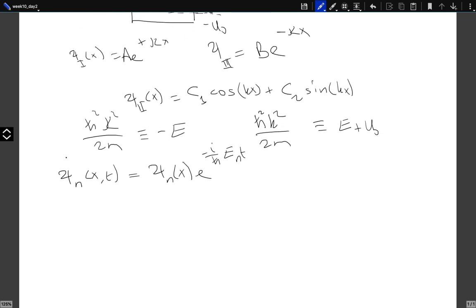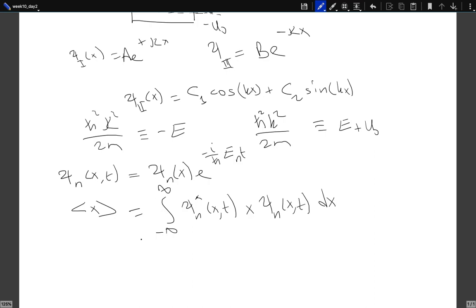So if you would calculate the expectation value of position, let's say, the average position of this particle, this will be equal to the integral of psi n star of x, t, times x, times psi n of x, t, dx from minus infinity to infinity. Well, there is a time dependence, but you see in the complex conjugate, we have this time dependence with a plus i. Here, we have that same time dependence with a minus i. So they just cancel each other.